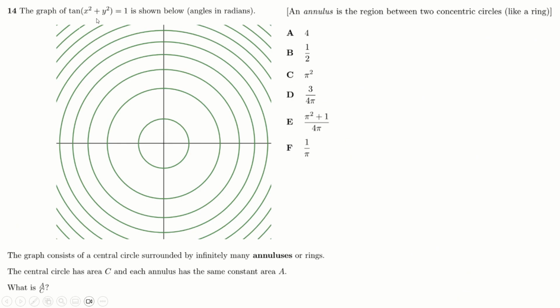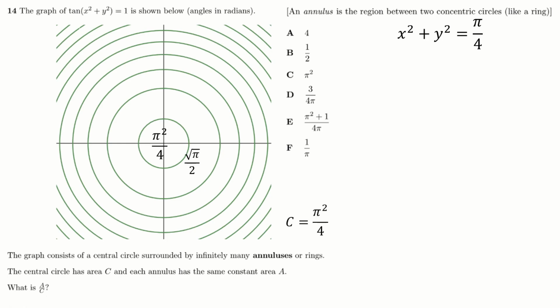So if we tan inverse this, the first solution is x squared plus y squared equals pi over 4. So this here is pi over 4. So the r squared is pi over 4, which means the r is root pi over 2. So the area of this circle is pi times this squared, which is pi squared over 4. Now, the next solution is, well, tan repeats every pi, right, or every 180.